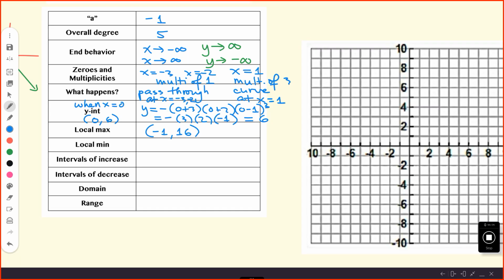I'm gonna use this local min, negative 2.6. Wait, and negative 11.12.